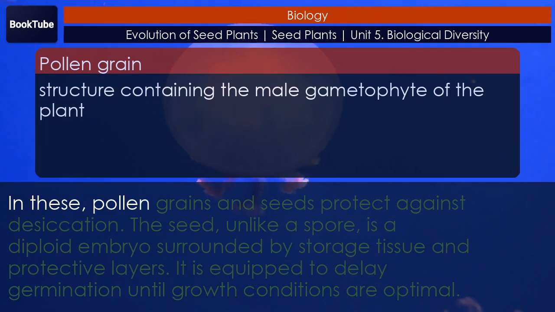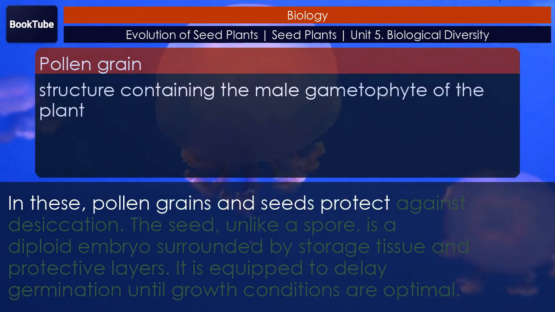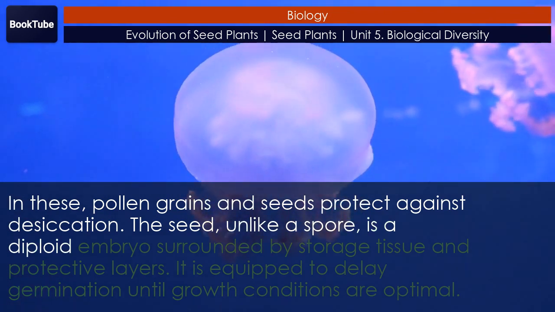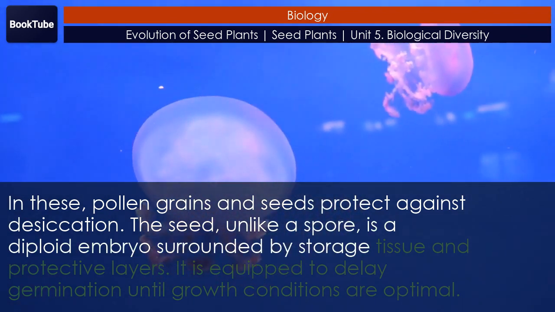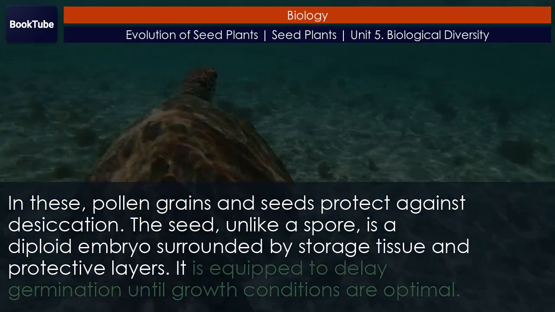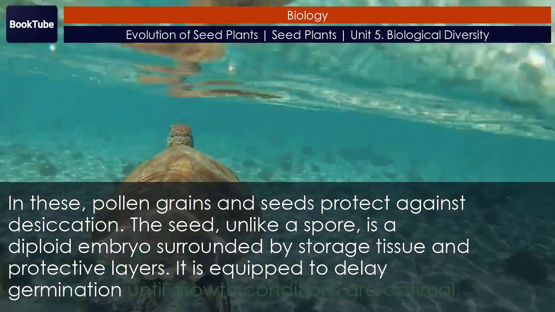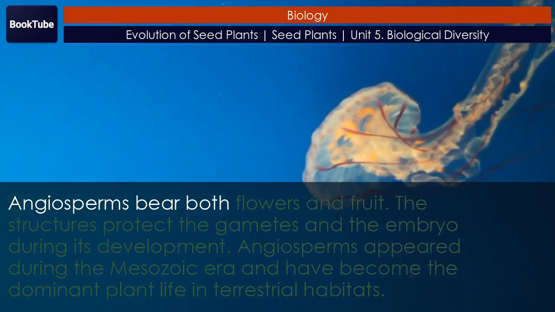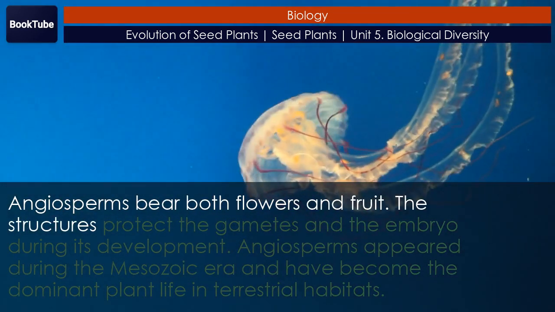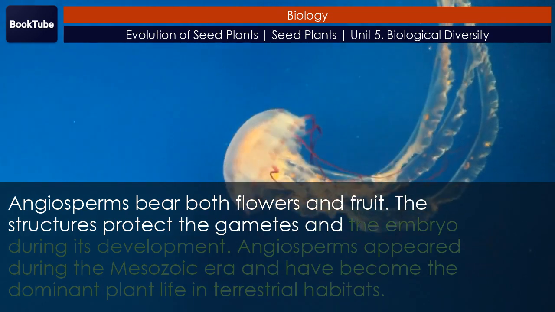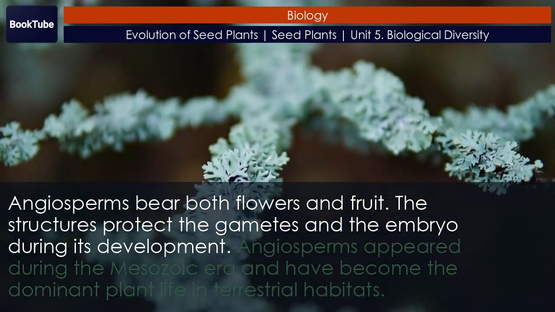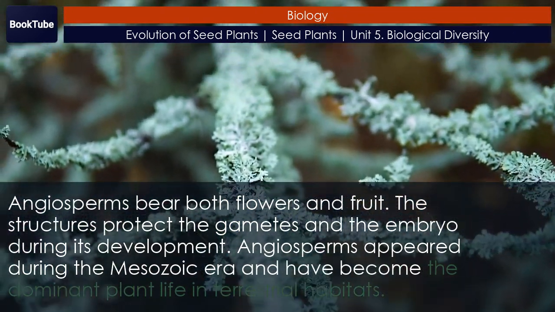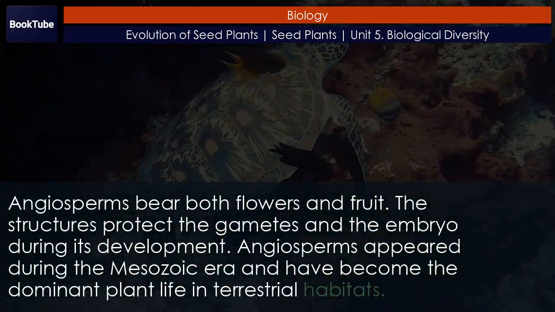In these, pollen grains and seeds protect against desiccation. The seed, unlike a spore, is a diploid embryo surrounded by storage tissue and protective layers. It is equipped to delay germination until growth conditions are optimal. Angiosperms bear both flowers and fruit. The structures protect the gametes and the embryo during its development. Angiosperms appeared during the Mesozoic era and have become the dominant plant life in terrestrial habitats.